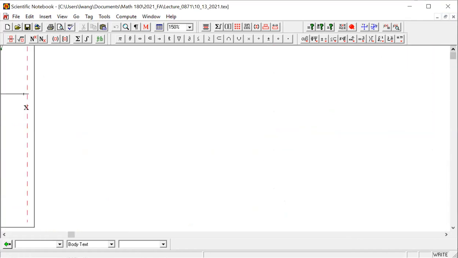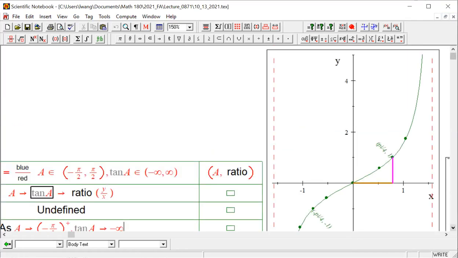Okay, we wish to observe when the input is approaching pi over 2 from smaller than pi over 2, right? So this point is pi over 2. This point, you see, the broken red line crosses.